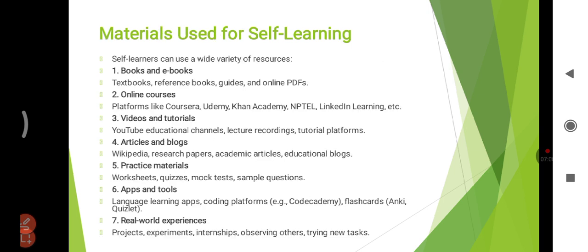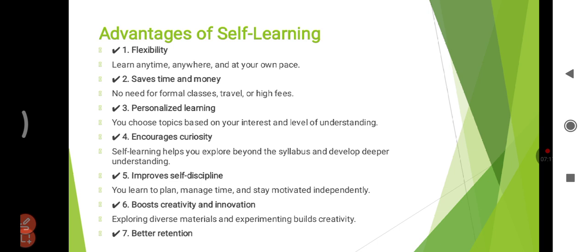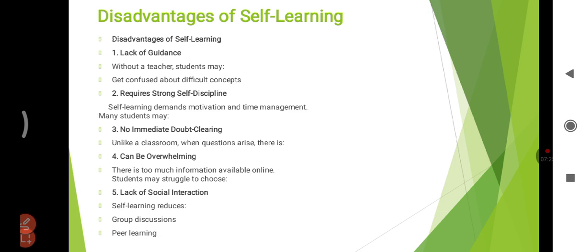The self learning materials used for self learning: books and e-books, online courses, videos and tutorials, articles and blogs, practice materials, apps and tools, real world experience. These are the self learning materials. The advantages mean flexibility, encouragement, and improved self discipline. These are the advantages and disadvantages of self learning.